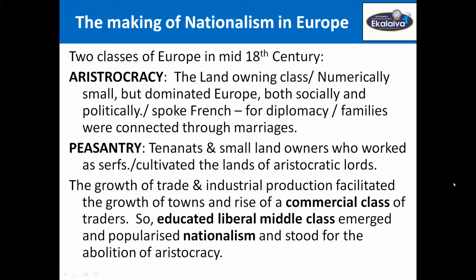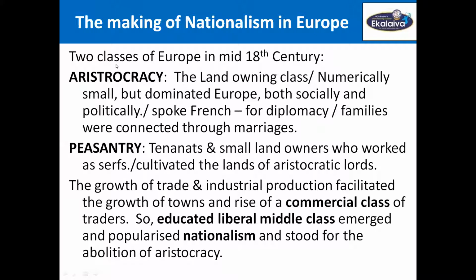So apart from that, 2 classes were dominating in Europe. One was aristocracy, another one was peasantry. So just now we saw how politically they were fragmented. Now we are going to see the 2 classes. They were the only dominant ones in Europe. Two classes of Europe in mid-18th century.